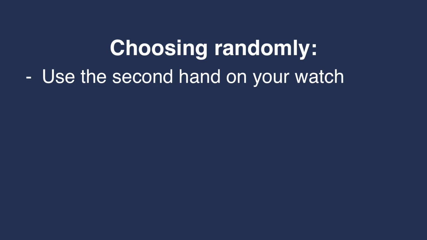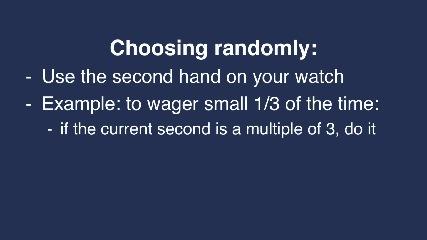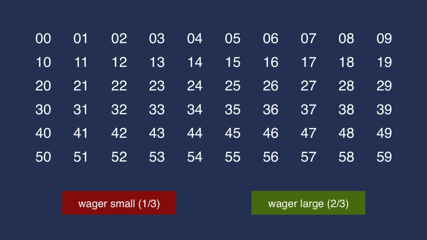How does one choose randomly? I like to use the second hand on my watch. If it's a multiple of 3, I pick the small wager. Otherwise, I'll pick the large wager. Poker players do this sometimes when they want to randomize their play.